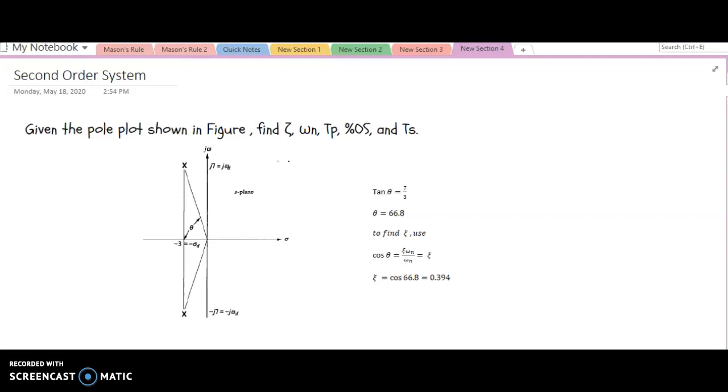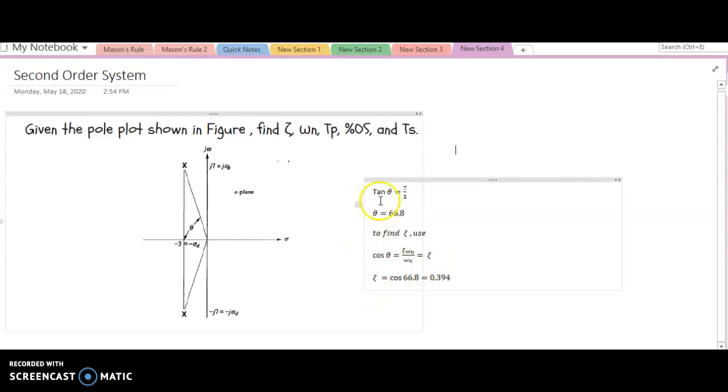Continue. To find the damping ratio, first you need to find theta here, because for the damping ratio you can use the equation cos theta equals damping ratio multiplied by omega n divided by omega n. So here is omega n, and this one is the damping ratio multiplied by omega n. So you can get the ratio.